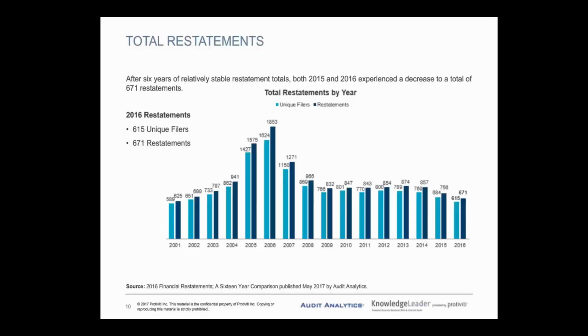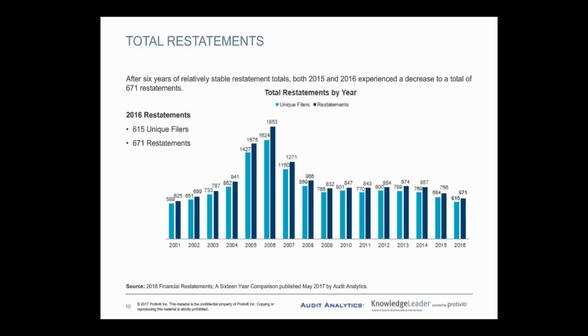So jumping in here, the first slide we're going to cover is looking at the total restatements year over year from 2001 to 2016. Again, here you'll see that we have both unique filers, in terms of the number of companies that actually filed a restatement, and then how many restatements were actually filed. So you can see the high water mark for these financial restatements was 2005 and 2006, peaking out at over 1,800 financial restatements filed in 2006.